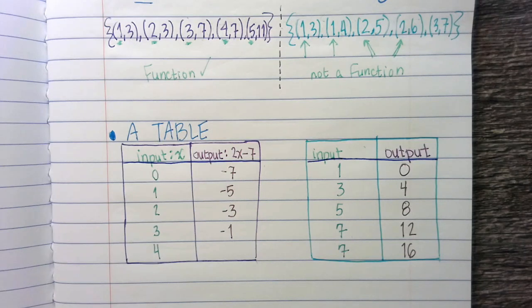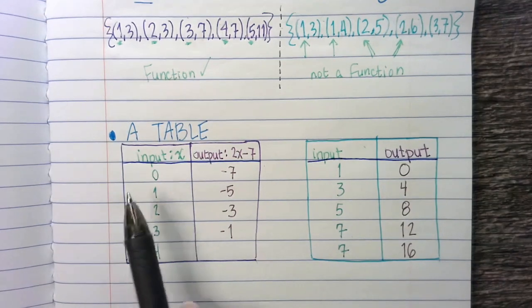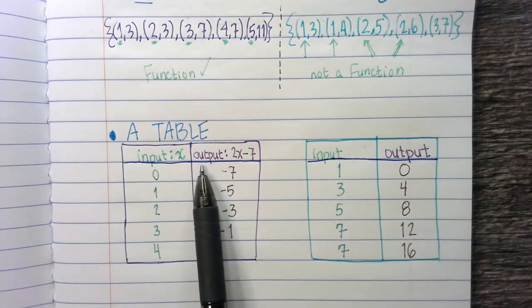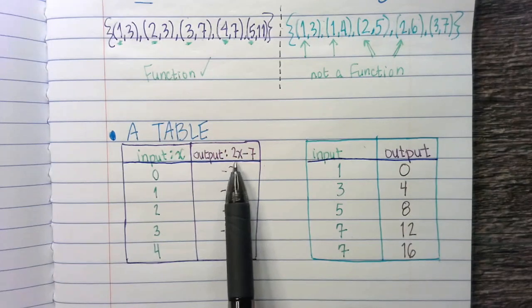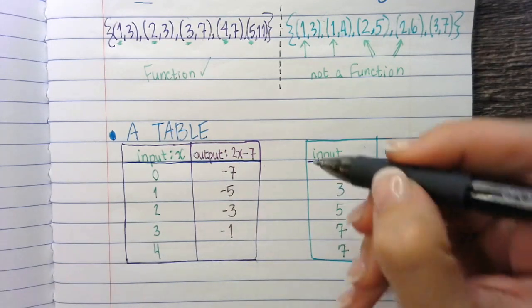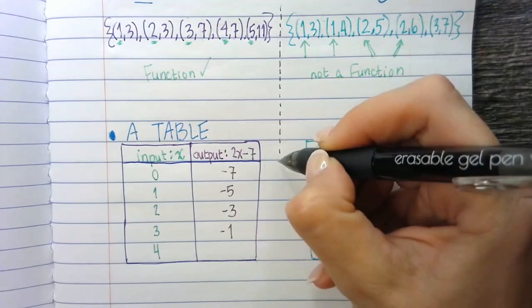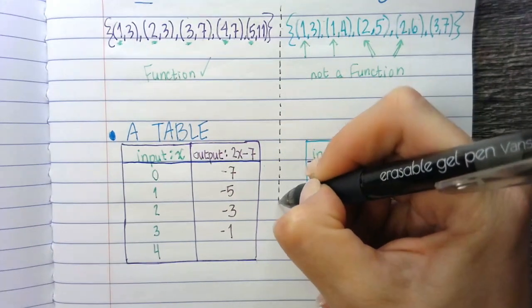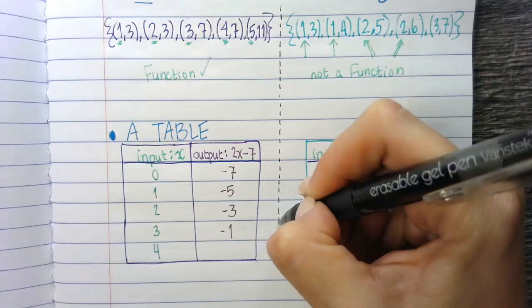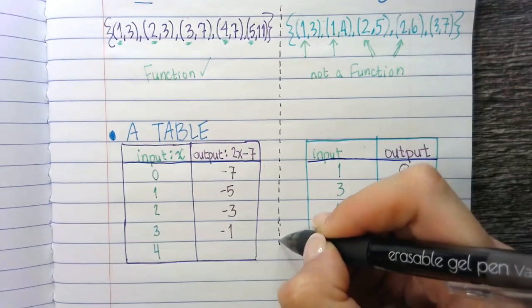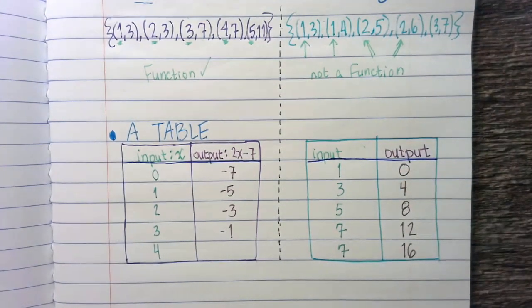Next we have a table. So in the table on the left, in the left column, we have the input, which is x. On the right column, we have output, which is going to be, in this case, represented by 2x minus 7. You might not have a clearly defined function rule like an algebraic expression like 2x minus 7, and that's okay. So that's not going to be what determines whether or not something is or is not a function.